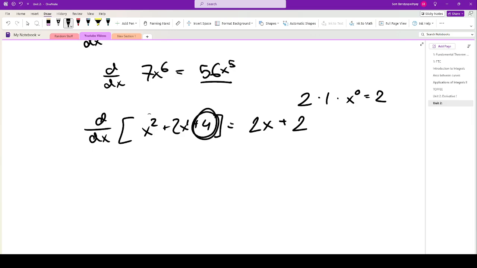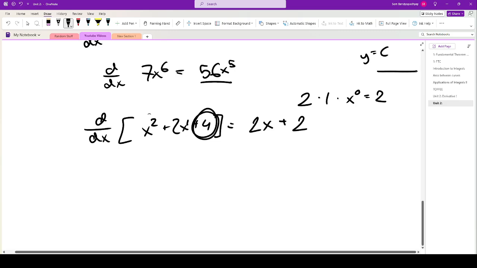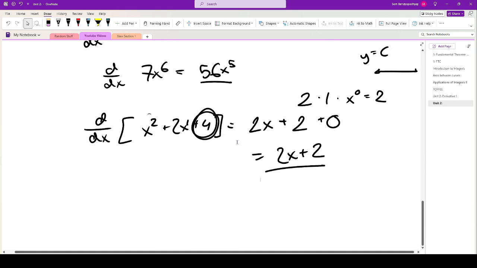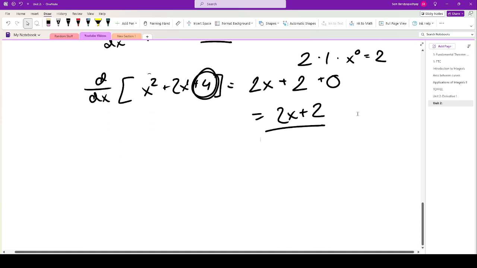And remember, the derivative of any constant term is going to be 0, right? That makes sense because think about constant terms, right? If we graph y equals c, where c is a constant, right? This is just a straight line. So this is not going to have any slope anywhere. It's going to have a slope of 0 everywhere, okay? So this is going to be 2x plus 2 plus 0, or 2x plus 2. And you see that this makes the process of taking the derivative of polynomials so much easier.